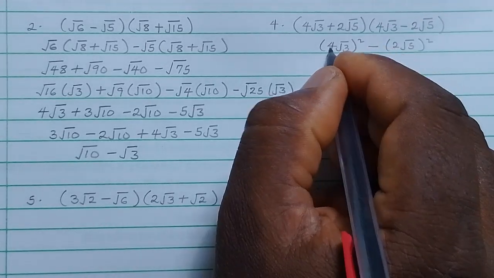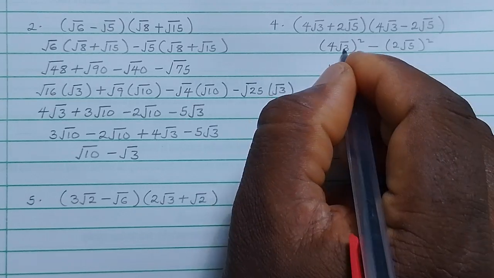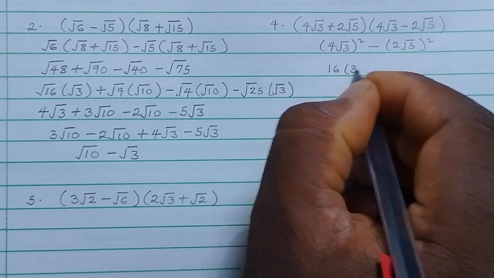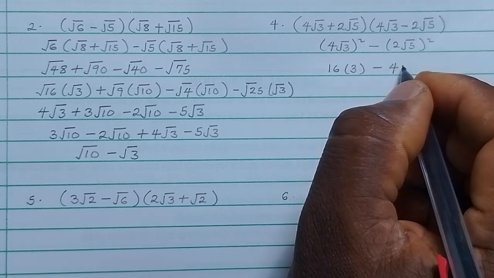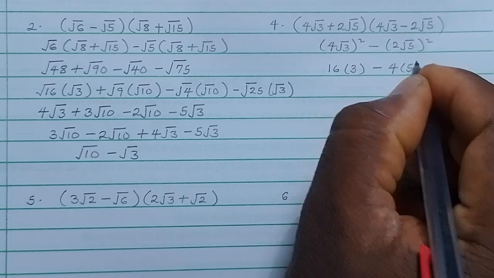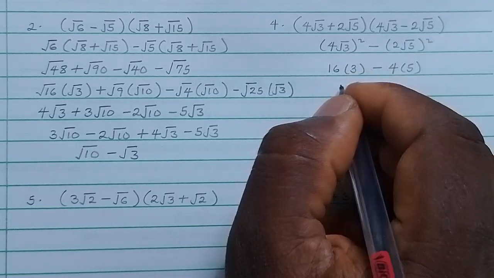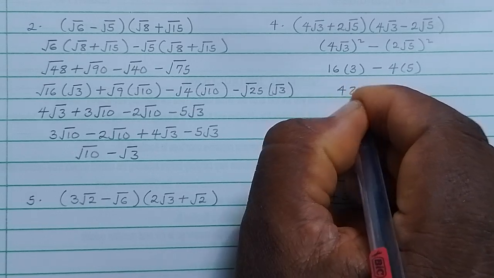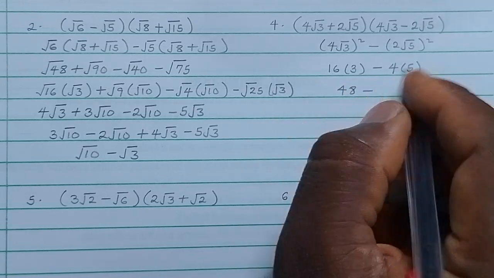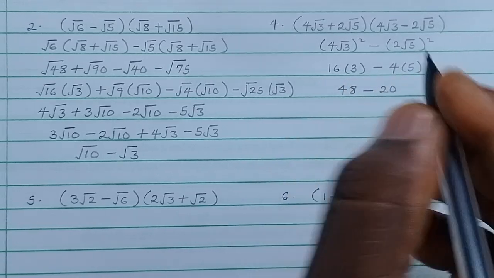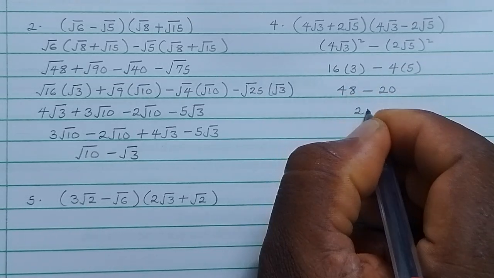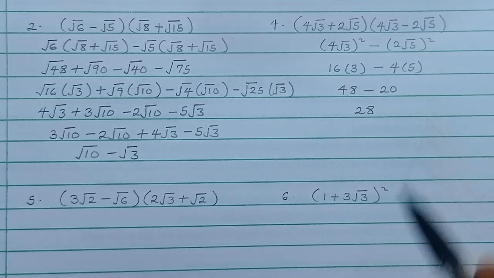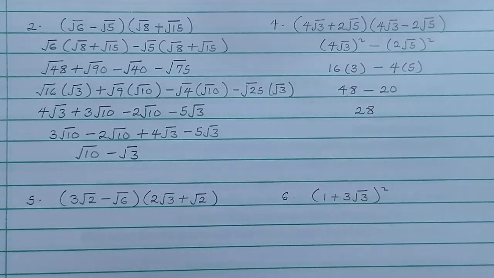4 times 4 is 16. Root 3 times root 3 is 3. 2 times 2, 4. Root 5 times root 5 is 5. 16 times 3 is 48. 4 times 5 is 20. So 48 minus 20 is 28. We've been able to simplify question number 4.